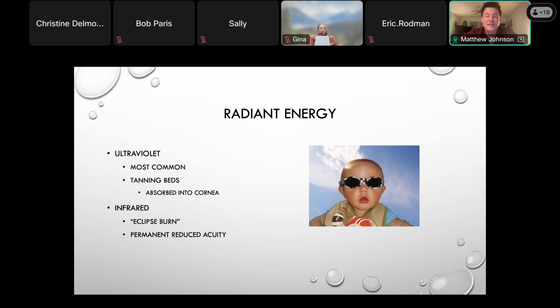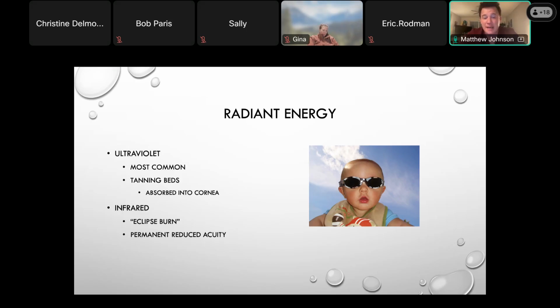We can also get damage to the cornea from radiant energy. This is energy from some type of waves, generally like the sun. So ultraviolet, yes, you can get a sunburn on the eyes if you're out there too long, but generally our eyes are too sensitive to it, so that doesn't really happen.